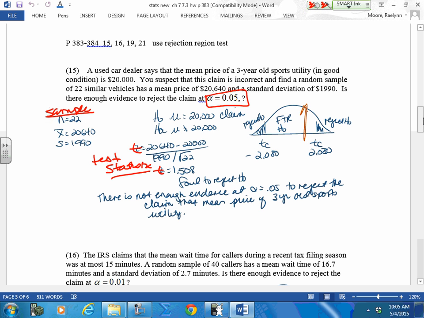It falls in your fail to reject H0. Your claim was H0. Follow your chart. And we failed to reject it. That means we have to go along with it. We say there is not enough evidence at the level of significance of 0.05 to reject the claim that the mean price of a 3-year-old sports utility is $20,000.